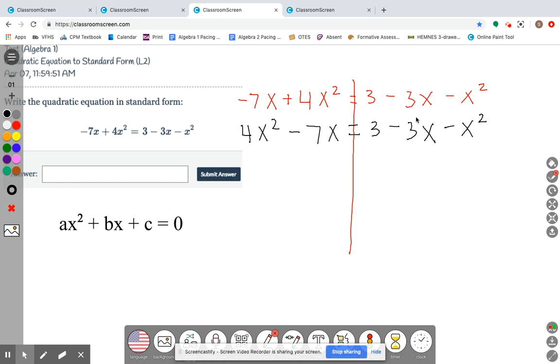Now my goal is to get everything to the left-hand side, and it really doesn't matter what order you put these terms in on the left-hand side. I'm just going to start out with the negative x squared, just because that's the one that I'm choosing to prefer. If I want to get negative x squared to the other side, I need to do the opposite. So I want to start by adding x squared to both sides, making sure that when I do so, I put it under the other x squared piece. So I'm putting it under the 4x squared, not the negative 7x.